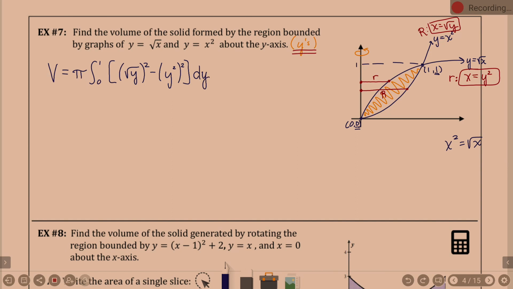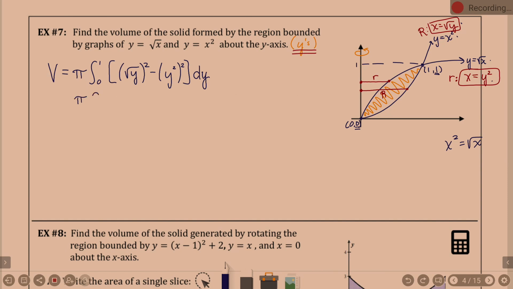Okay, are we there? Big R. We decided big R was originally y equals x squared, but then when we solved it, it was square root of y. Little r was originally y equals square root of x. When we solved it, it was x equals y squared, so we're using y squared. Everyone there?